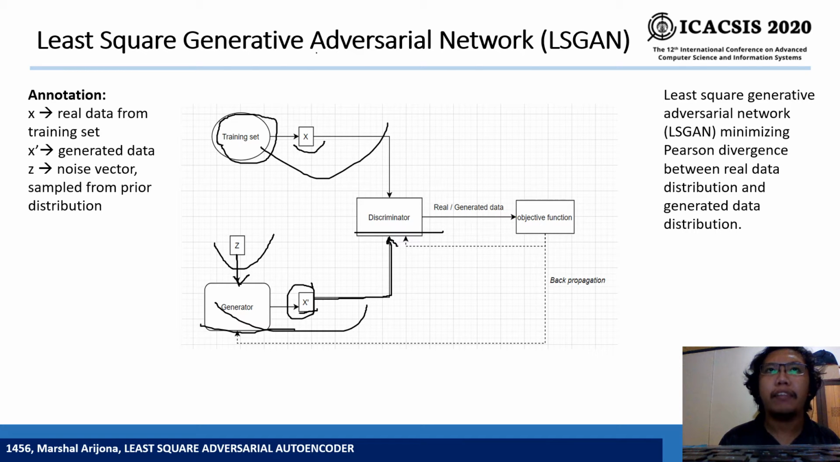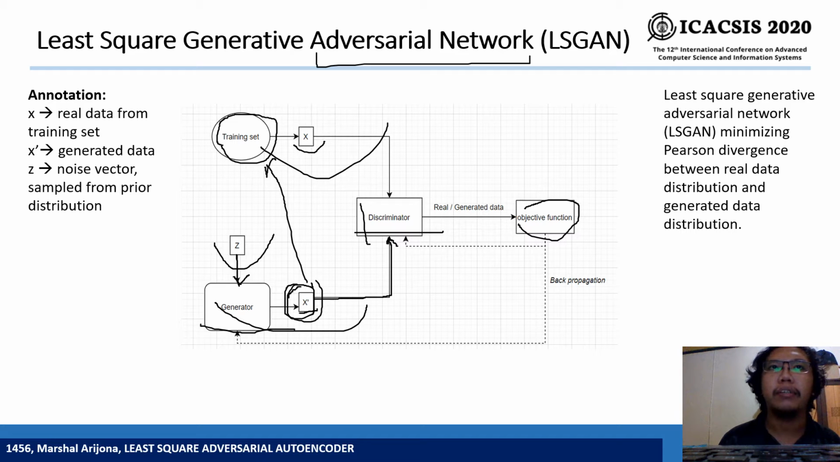We call this an adversarial network because both of these networks work in an opposite manner. The discriminator will use the objective function to improve its ability to distinguish the origin of the data. The generator itself will use the objective function to weaken the ability of the discriminator. The generator will do this by trying to improve its skill to generate data that is more similar to the real data distribution.